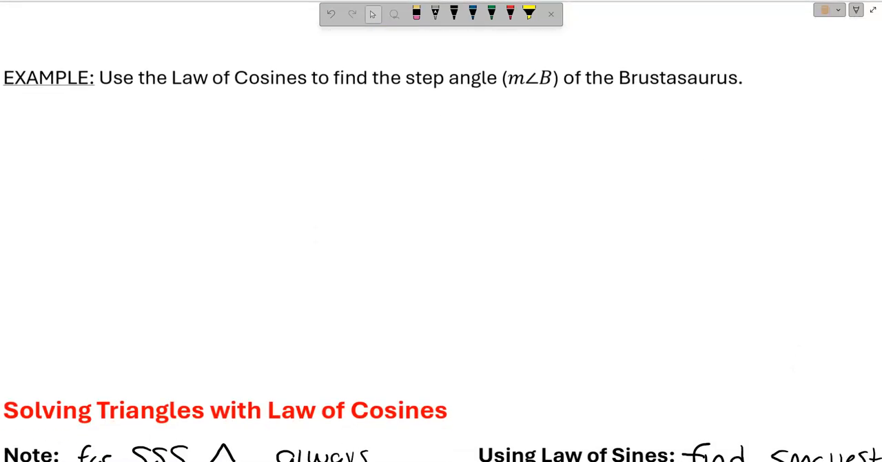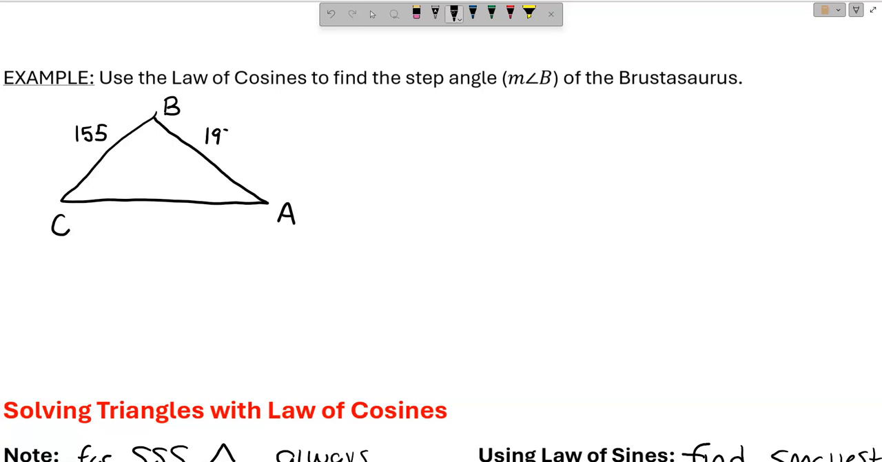Definitely going to be useful to have a calculator here because there are going to be a lot of big numbers and a lot of big calculations. But that's going to go smoother if you have a calculator with you. So let's set up that problem from the previous page. We had side lengths of 155, 197, and 316, and the angle that they wanted us to find was right here, angle B.